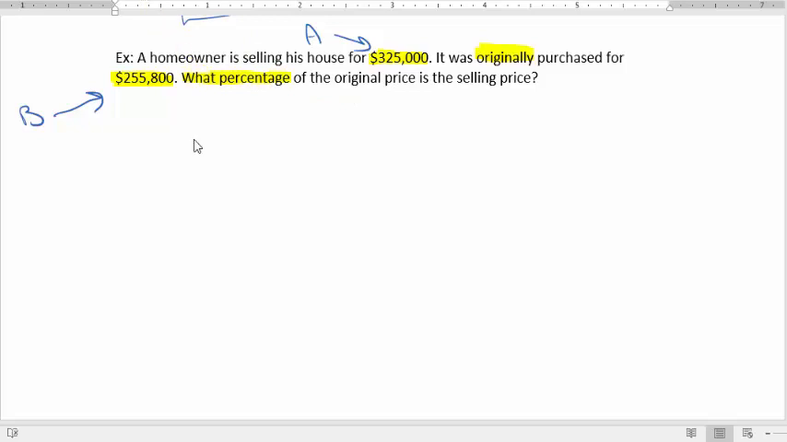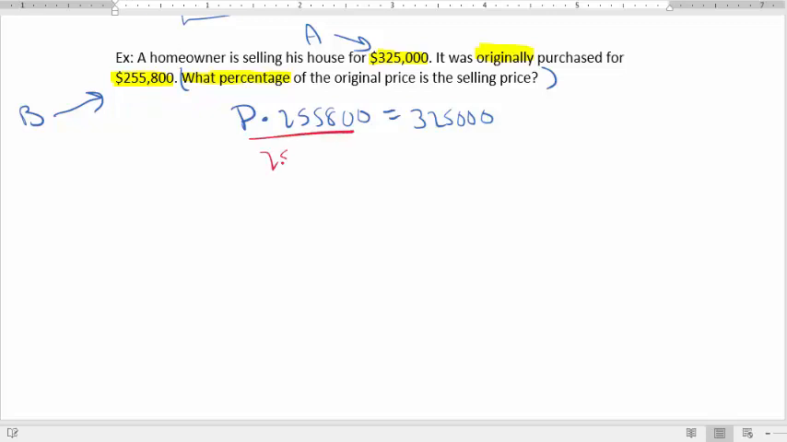And again, this is one that you actually could have probably just done a direct translation on. If you look at this last sentence, think about it. What percentage, so p times the original price, which is 255,800, is the selling price, 325,000, right? So if you just take that last sentence and convert it into an equation, it works. But we also could have thought of the a as being 325,000. There's the a, and the b as being 255,800. There's the b.